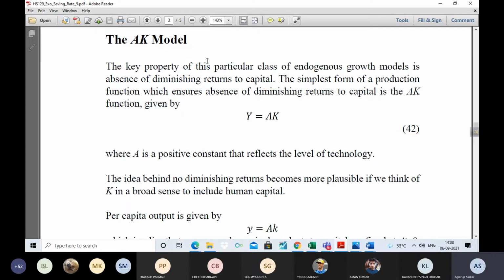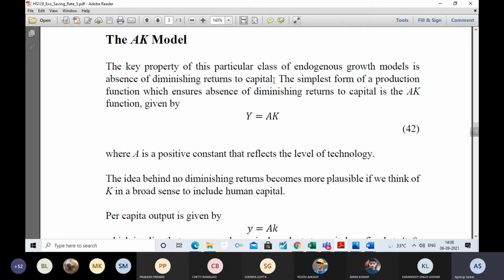So why do we need to get rid of diminishing returns to capital? Basically, because otherwise we would not be getting positive growth in the long run, right? Positive growth in the long run for per capita variables is something that is needed. We would want to have sustainable long run positive growth.